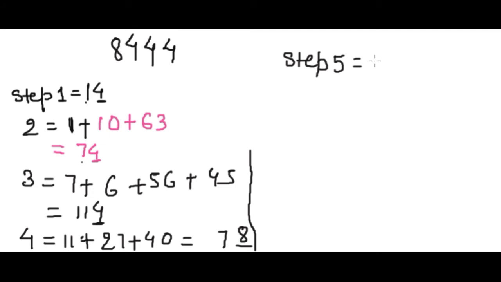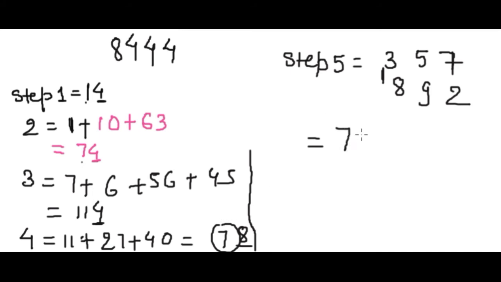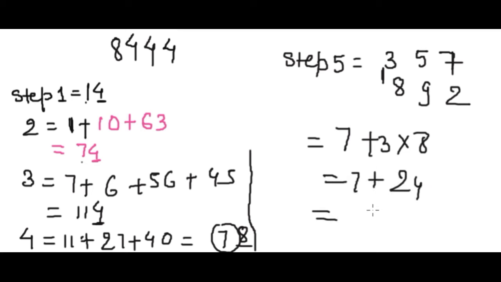Step 5. Last step, 3 into 8 and 7 from here. 7 plus 3 into 8, 7 plus 24, and this is 31. So we will write this complete 31 here.